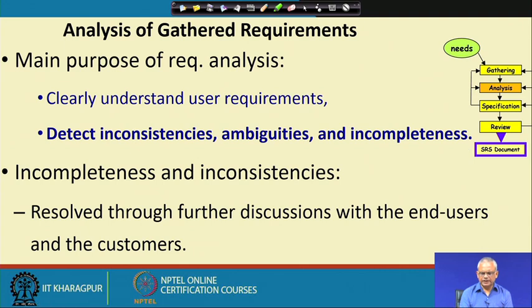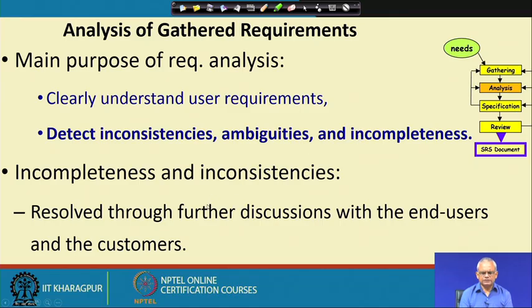The main focus of analysis is to identify the requirements problems. For this, we have to go through all the gathered requirements and clearly understand what all is required by the customer, and then we analyze to identify and remove requirements problems. There are three main problems that typically exist in gathered requirements. These are called inconsistency, ambiguity and incompleteness. Let us find out what these three problems are and how to identify them.